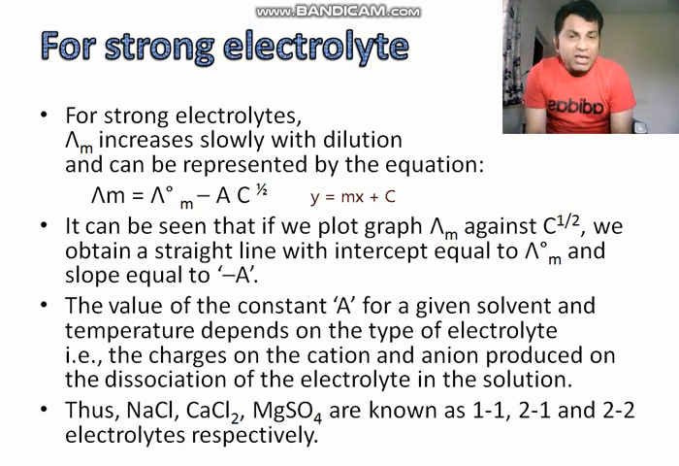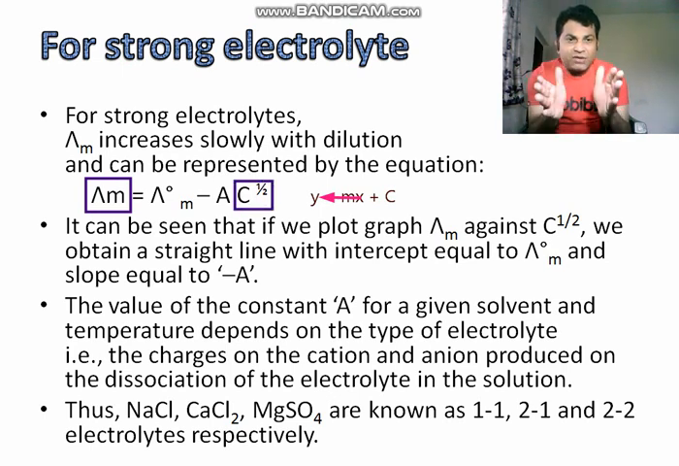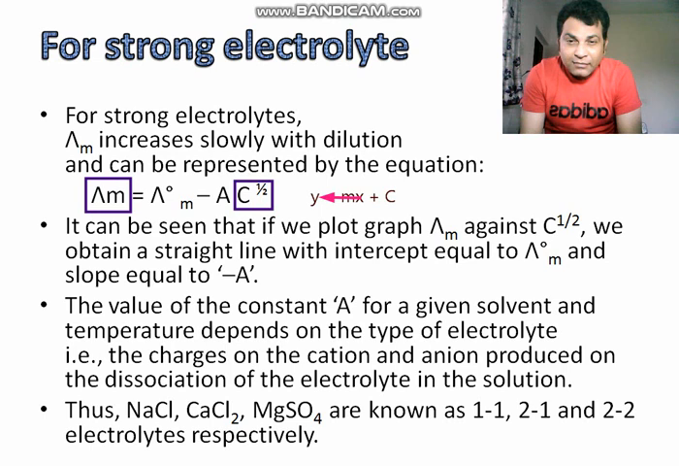So if here we draw a graph y equals mx, then this is a linear graph. So what should its graph look like? Linear should come. So here y was nothing but the lambda m, and x was c raised to 1 by 2. So here we have to draw a graph between lambda m and c raised to 1 by 2.